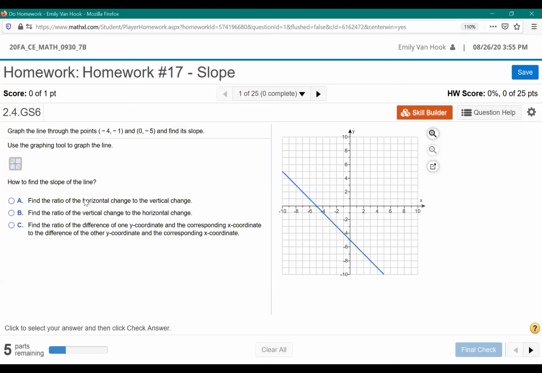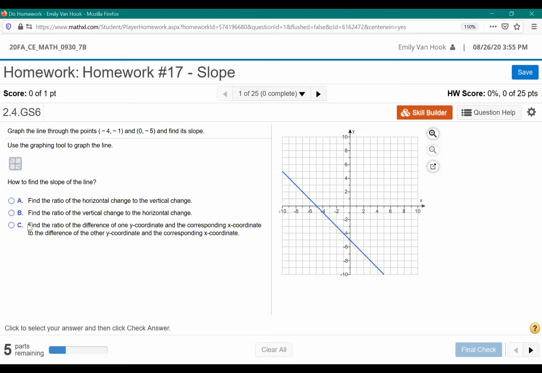Okay, so I have some choices. Choice A says find the ratio of the horizontal change to the vertical change. Choice B says find the ratio of the vertical change to the horizontal change. Oh boy, and then choice C, find the ratio of the difference of one y coordinate and the corresponding x coordinate to the difference of the, yeah, it's not that one. It's something with horizontal and vertical change.